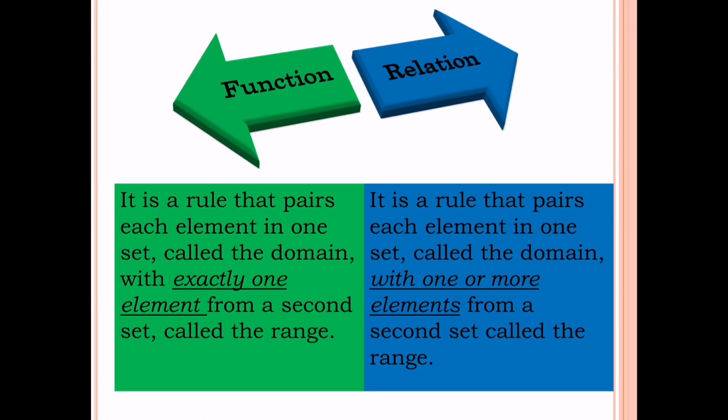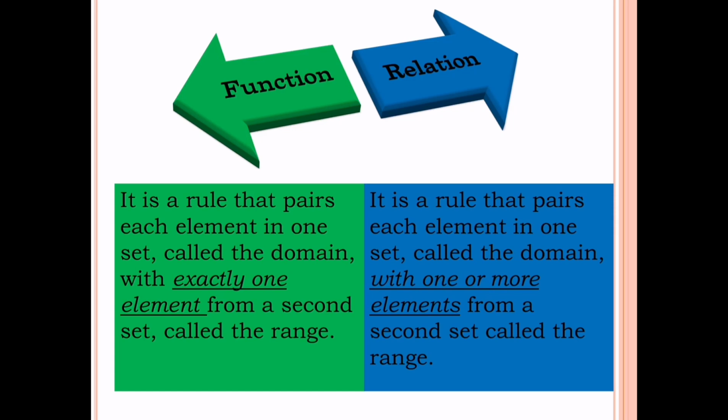In a simple way, we can determine that the given is a function when the elements of the domain pair with exactly one element from a second set called the range, while it is a relation when the elements of the domain pair with one or more elements from a second set called the range.